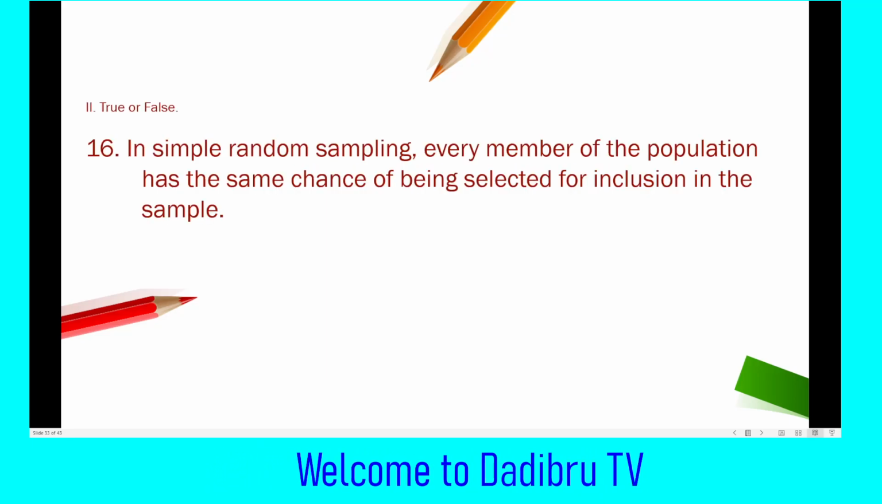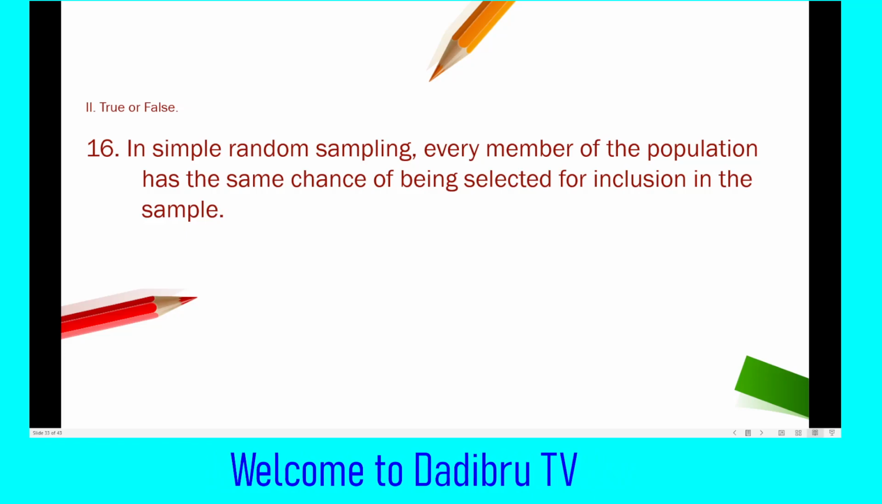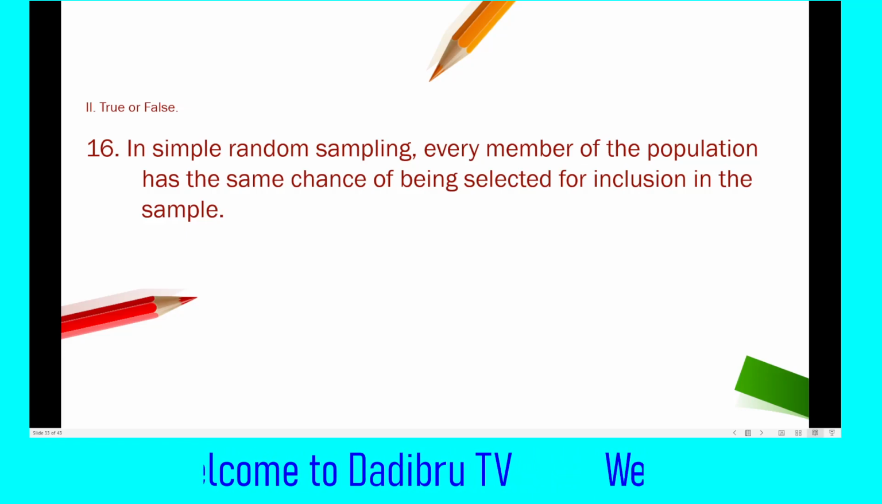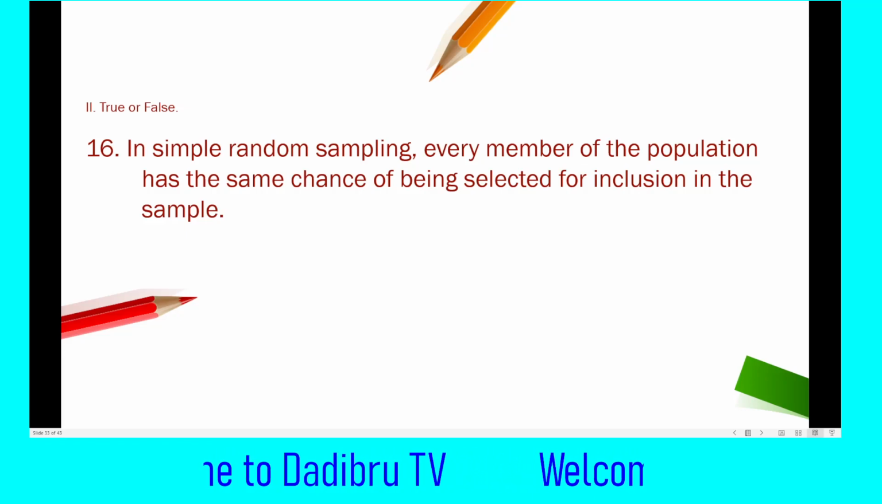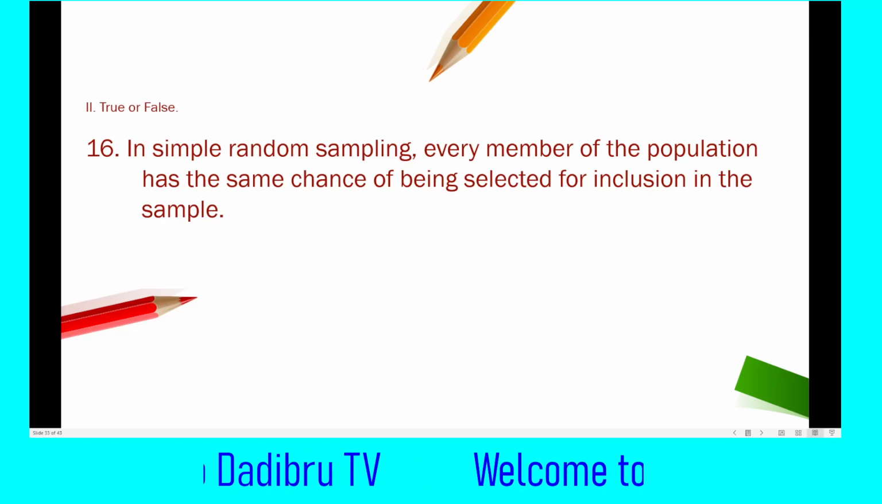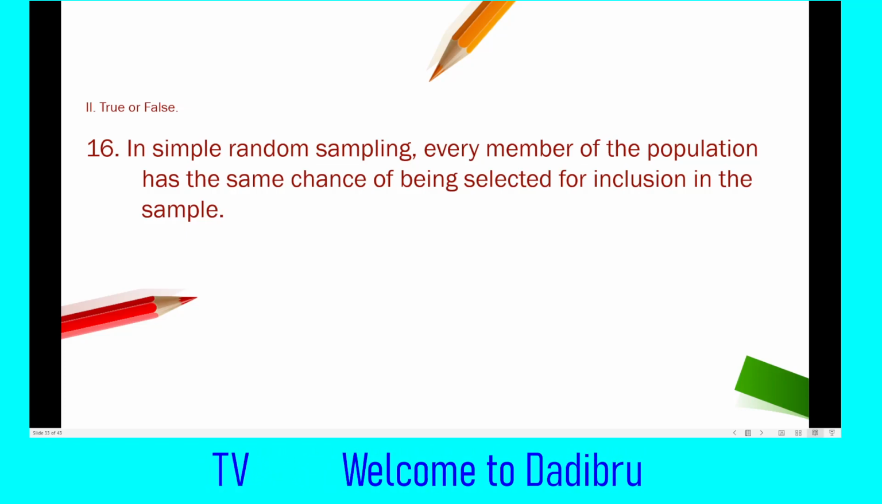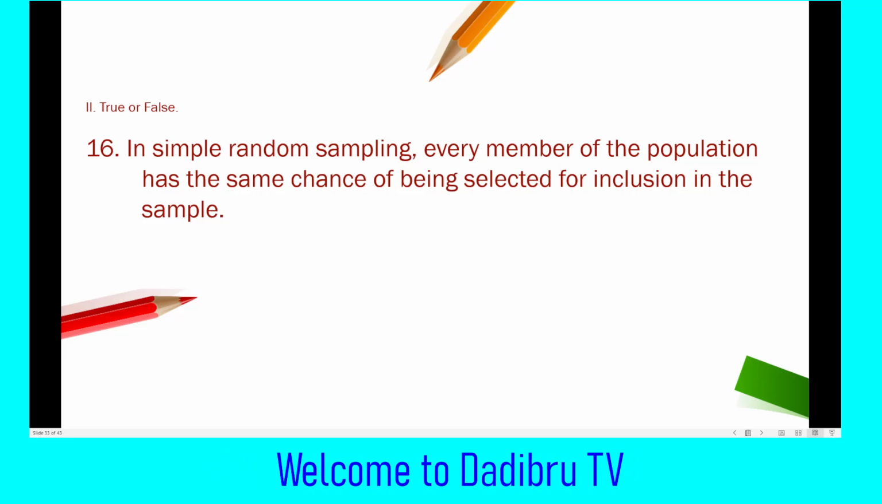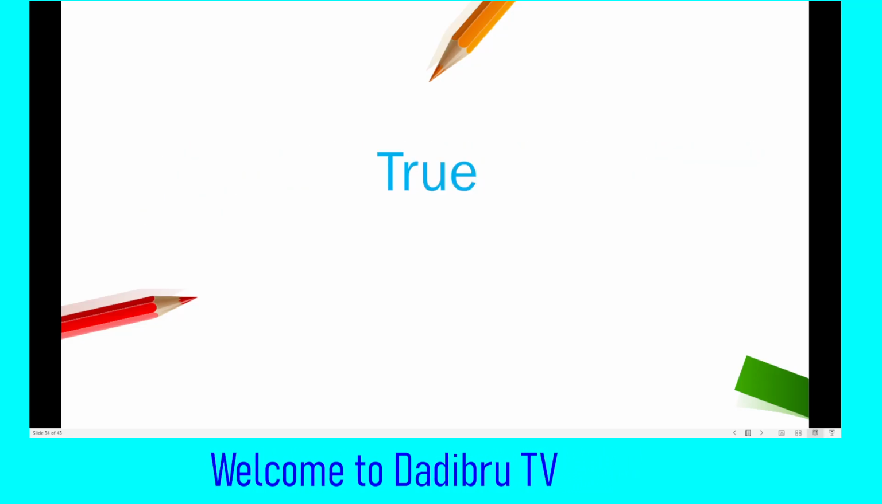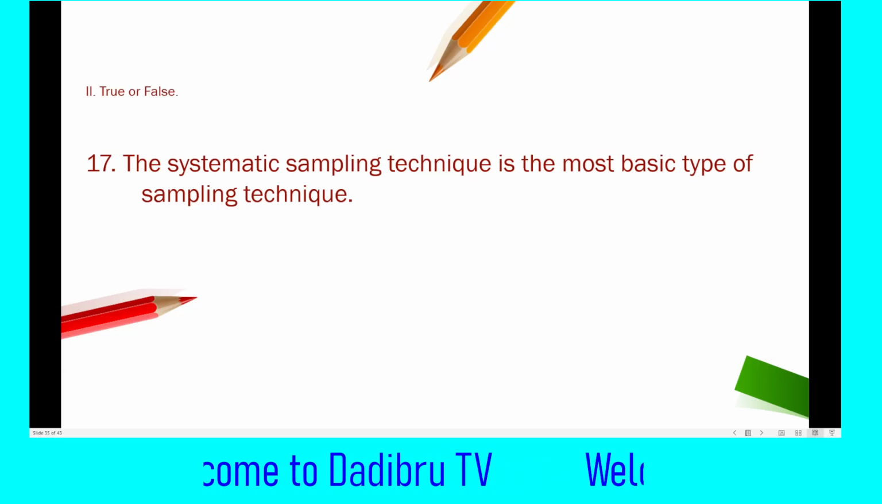Now, part 2. For number 16, you are going to tell if it is true or false. Question number 16. In simple random sampling, every member of the population has the same chance of being selected for inclusion in the sample. True or false? The answer is true.